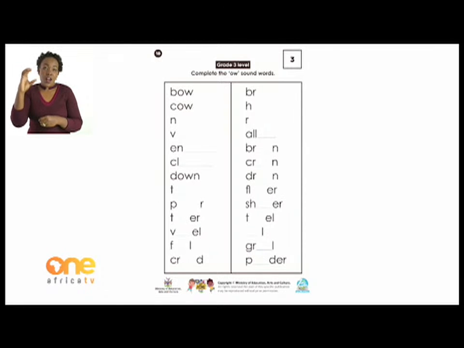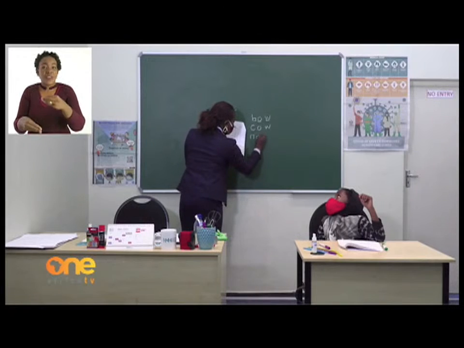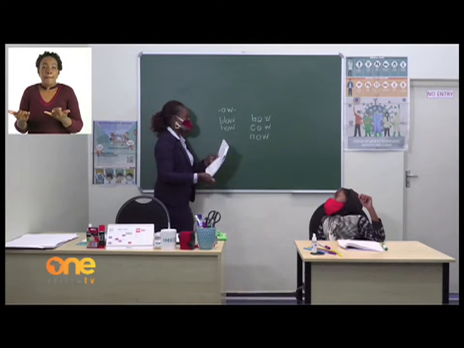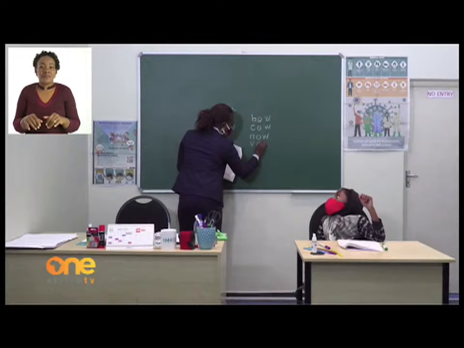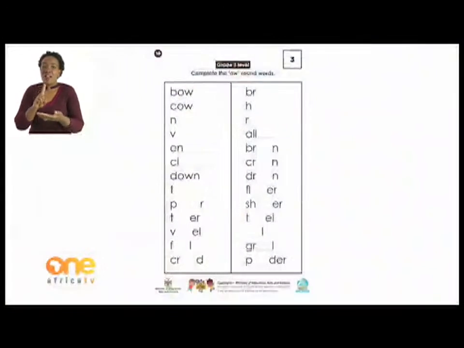Let me do the N and the V. If we take the N and we add our sound O, we will come up with the word now. Okay? Then we take a V and we add our sound O to make it a vowel. So I want you to do the remaining ones by just adding the sound O and come up with a lot of different words. That's all about the sound O. Please complete the given exercise in our booklet.